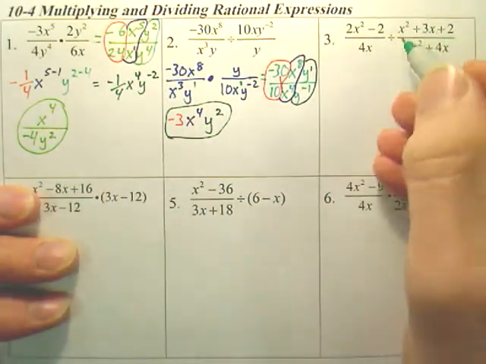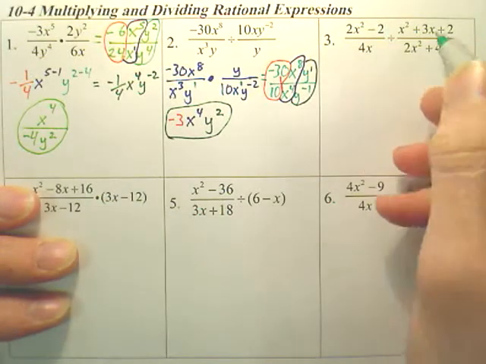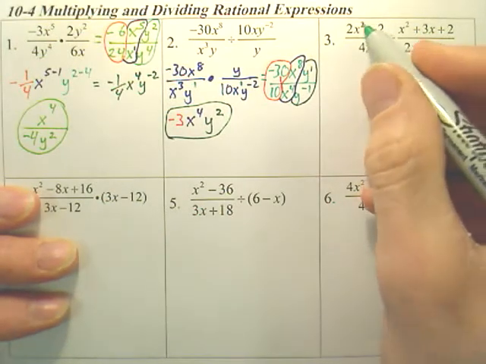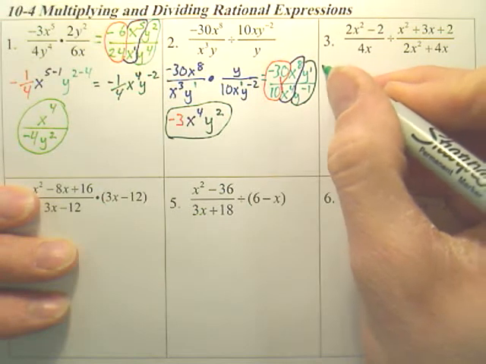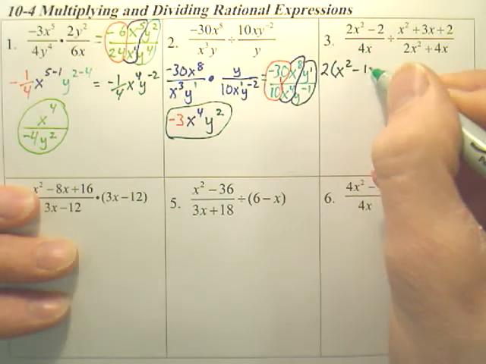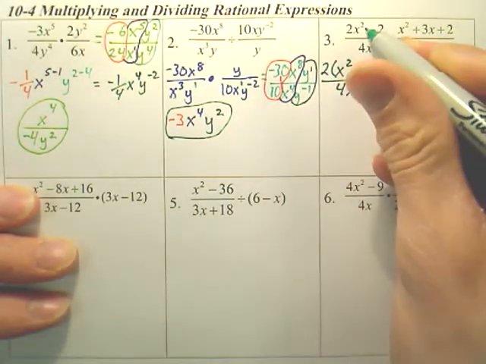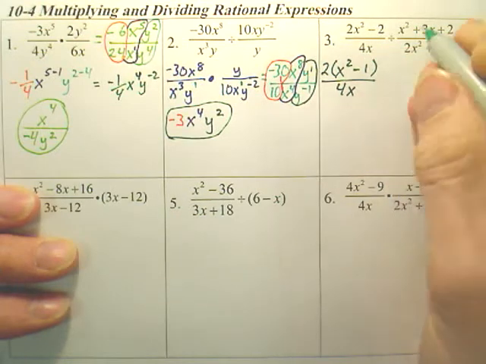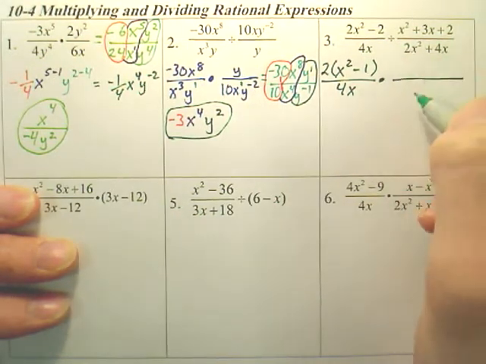Number 3. What we're going to do for this one is we change all divisions to multiply, and then we factor all the pieces. So let's leave the first piece. Let's factor this. What you're going to get is you pull out a 2. This has a GCF of 2, leaving you x squared minus 1. The 4x down here. So we factor the top, leave the bottom. Changes to a multiply. So this bottom jumps to the top.